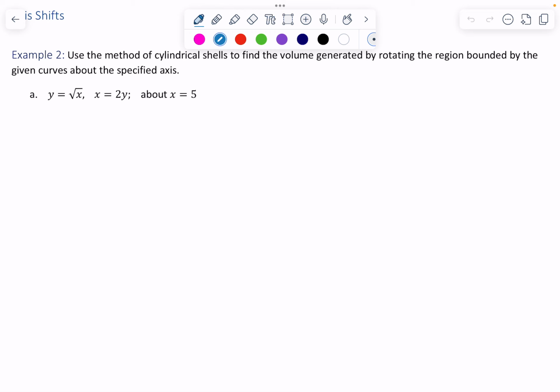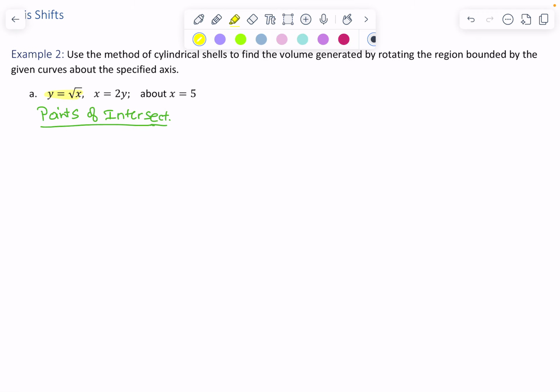And so I'm going to start by finding my points of intersection so that I can draw this. Here you'll notice that I have y is equal to the square root of x, or I have x is equal to 2y. Since I know I'm doing cylindrical shells, let's draw just a little bit first to see what's going on here.